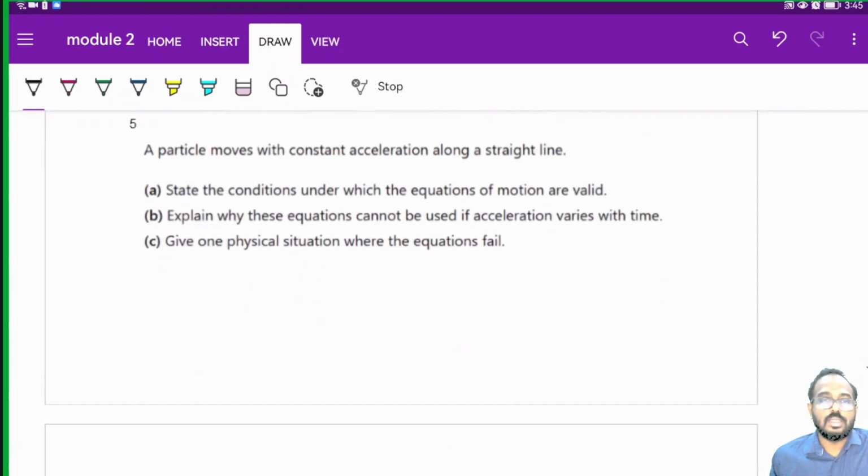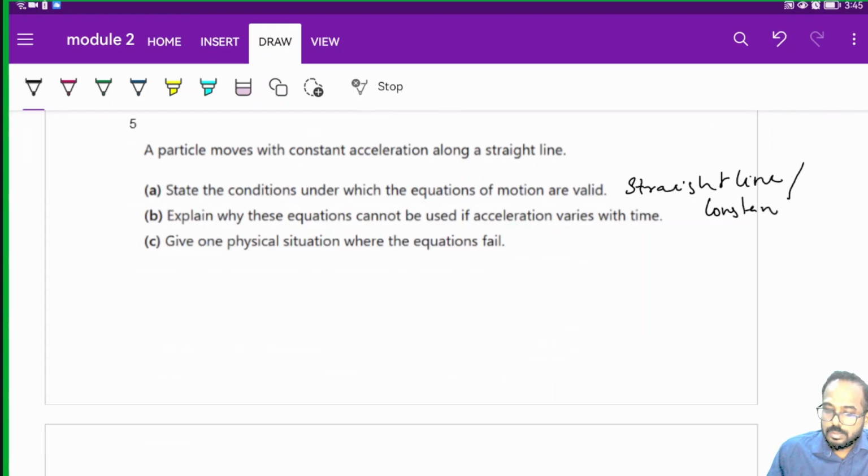It's a theory question, I will explain it. A particle moves with a constant acceleration along a straight line. State the condition under which the equations of motion are valid. What are the conditions? It should be straight line motion and a constant acceleration. These points you need to remember. That's why I chose this question.